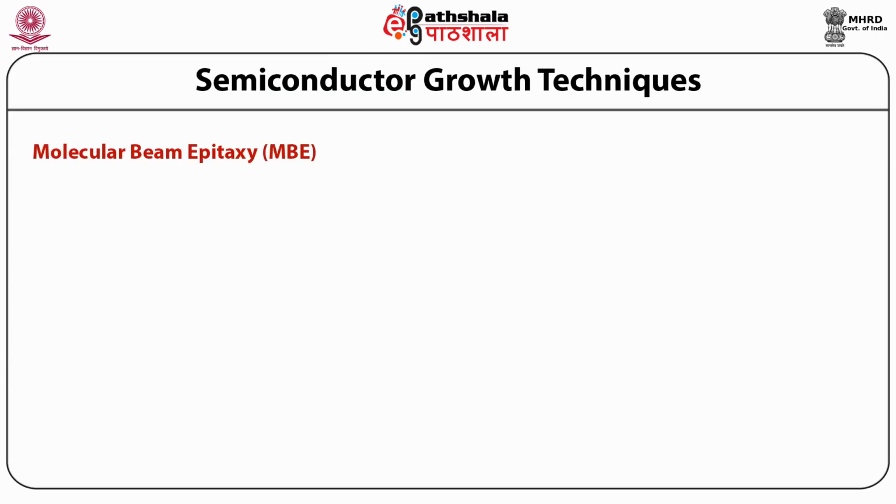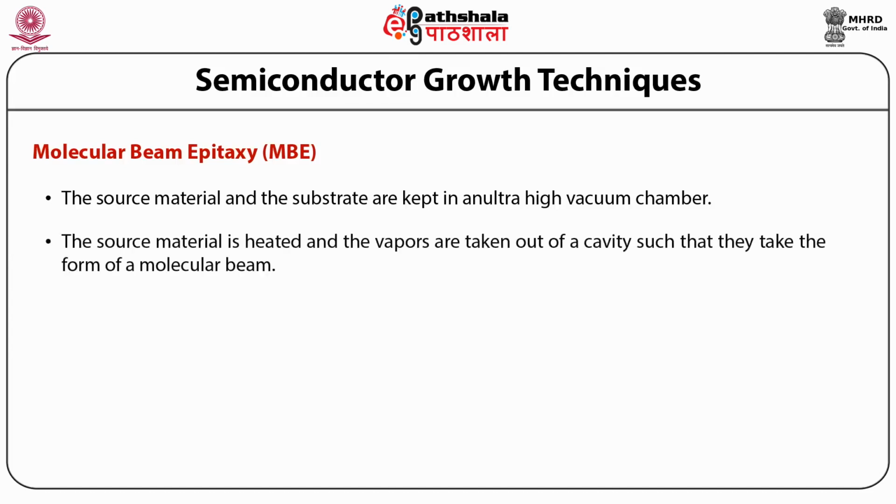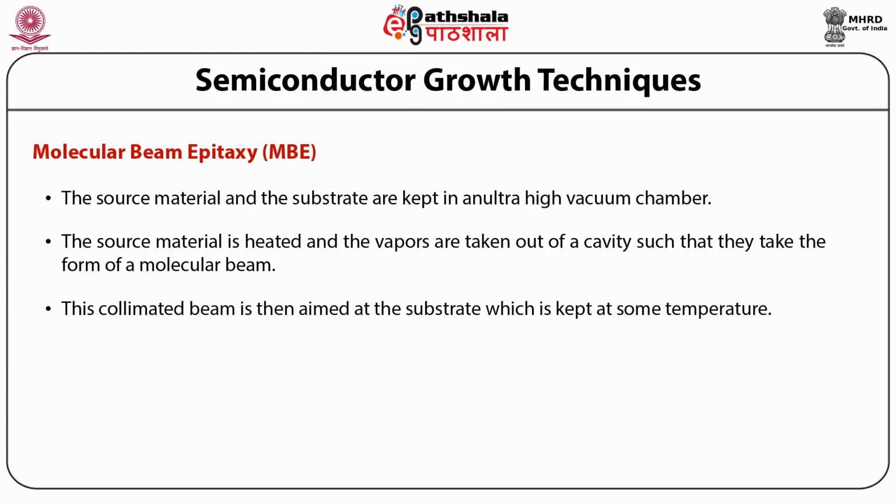Now in this process, the source material and the substrate are kept in an ultra high vacuum chamber. The source material is heated and the vapors are taken out of a cavity such that they take the form of a molecular beam. This collimated beam is then aimed at the substrate, which is kept at some temperature.